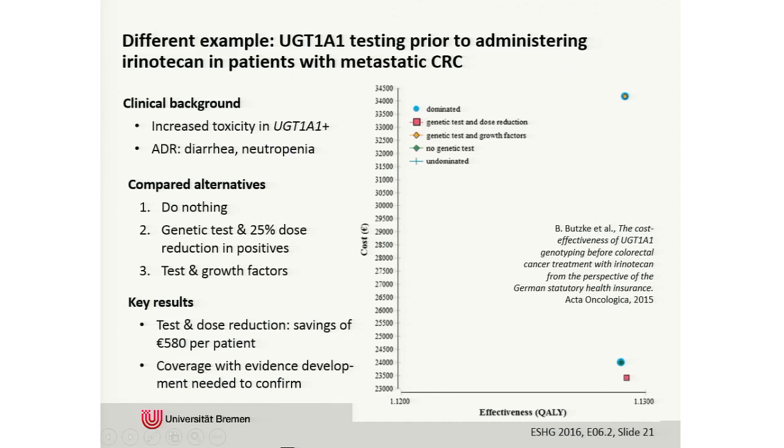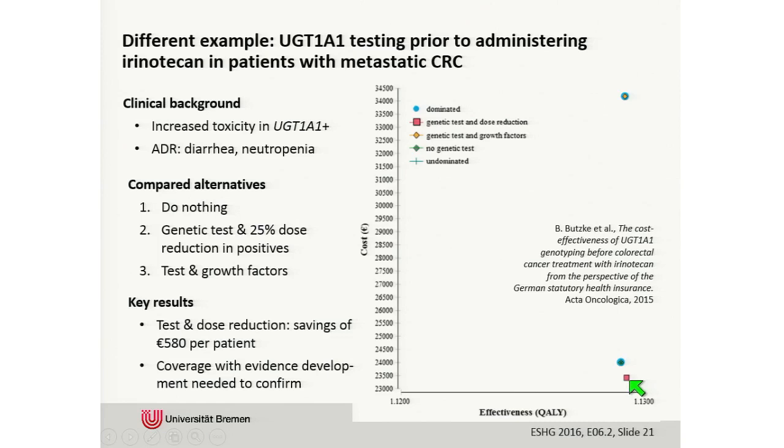And here we analyzed 3 different options. First, to do nothing. Second, to do a genetic test and have a dose reduction in those who are positive, because they are slow metabolizers, therefore that's the reason for the higher toxicity. Or third, you could test and give growth factors to those who are positive. And here it's a different picture. The strategy 2, genetic testing plus dose reduction, is clearly dominating.